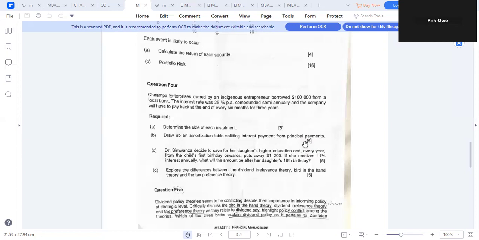So what do we do? What do we have? Let's identify the parameters we have.